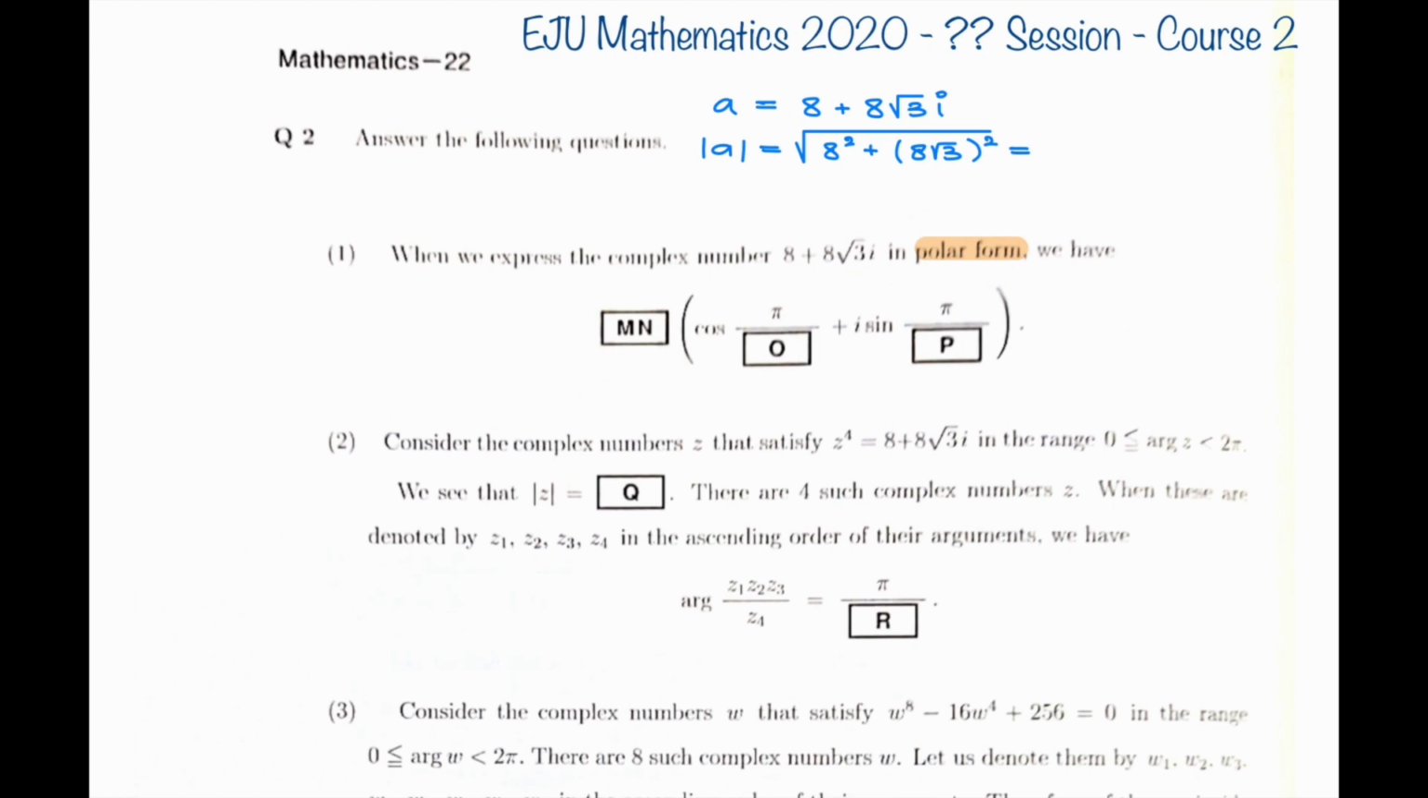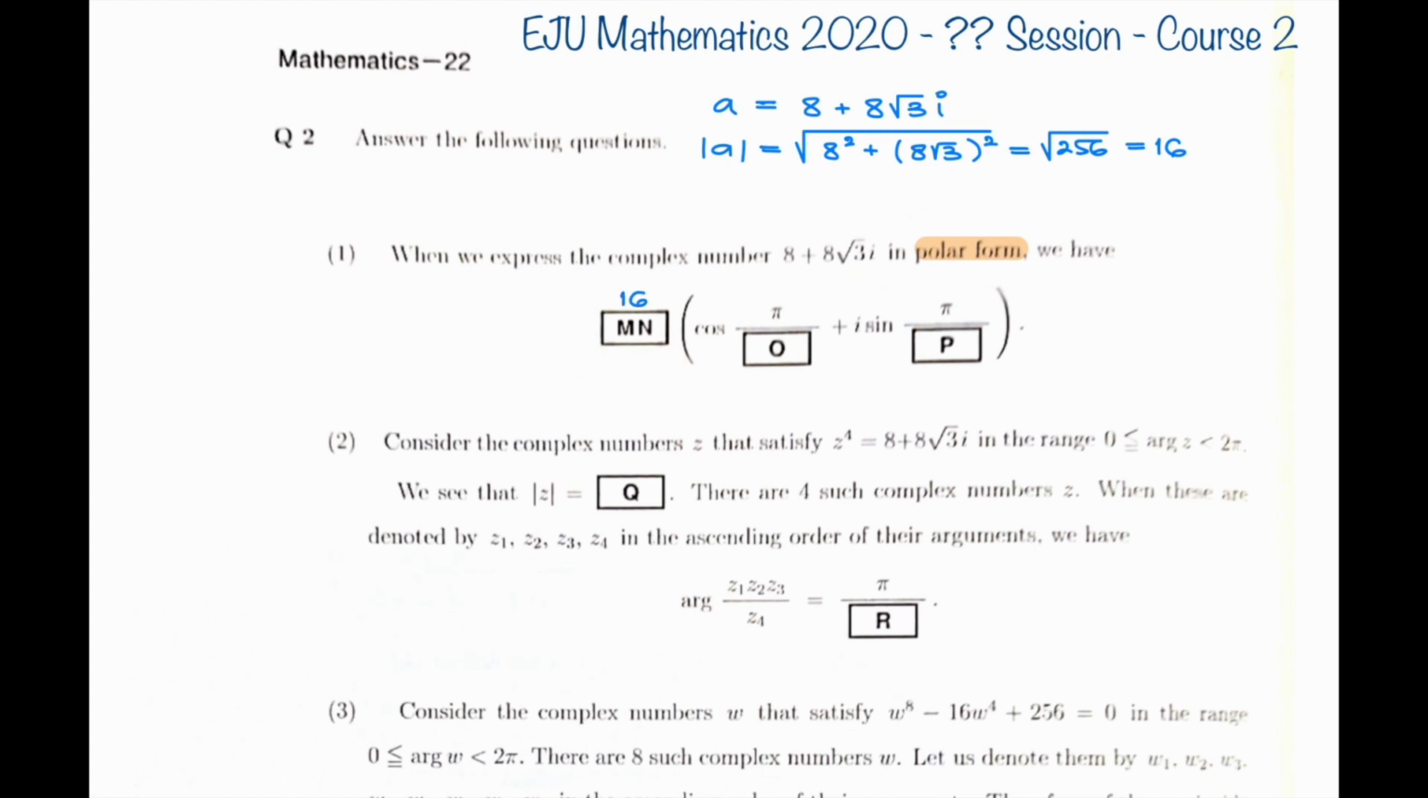8 squared is 64, and then 8 squared, 64, times 3, you will obtain 192. If you add them, I will obtain 256. So the modulus of A is the square root of 256. The square root of 256 is equal to 16. So 16 is the modulus of the complex number. In the polar form, the modulus is right in the front here. So the modulus is 16.